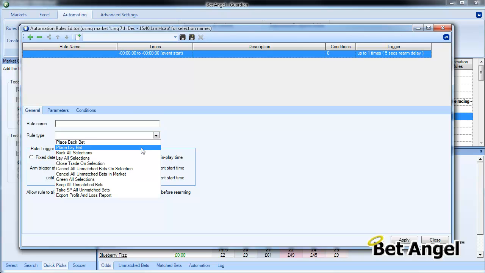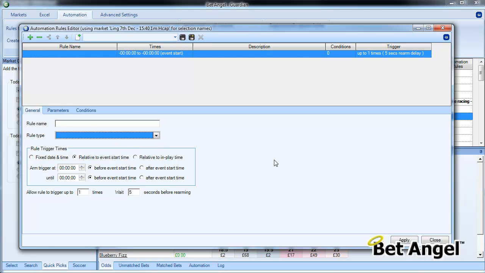You can place a back bet, a lay bet, back all selections, lay all, close a trade on selection, cancel unmatched bets on a selection, cancel unmatched bets in the market, green all those selections, keep or apply keep all to unmatched bets, take SP all to unmatched bets, or you can export the profit and loss report. Profit and loss report is a way of keeping track of how much you made during the day. If you're in practice mode, you can export the P&L after a market has closed and then return to it at the end of the day to see how you've done.